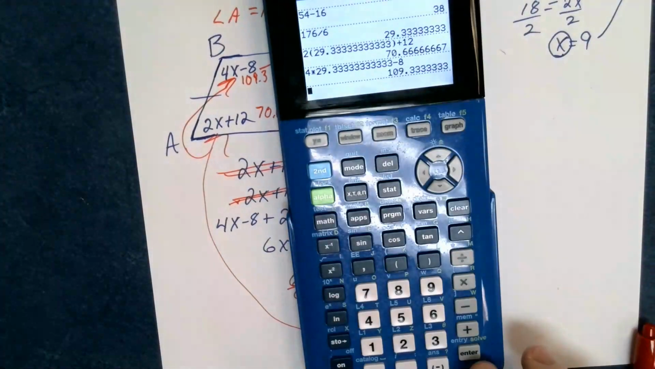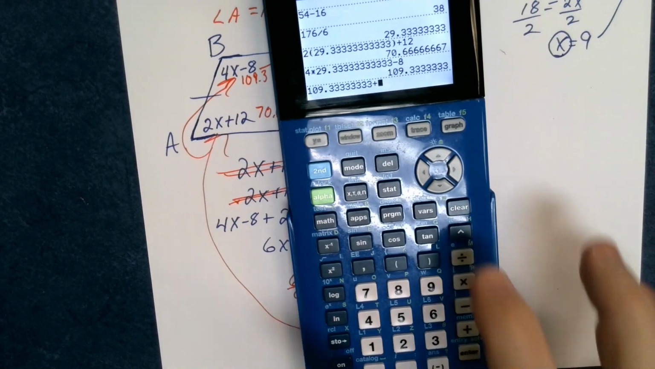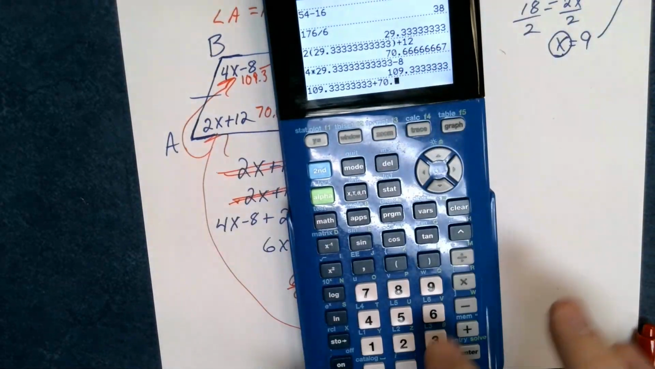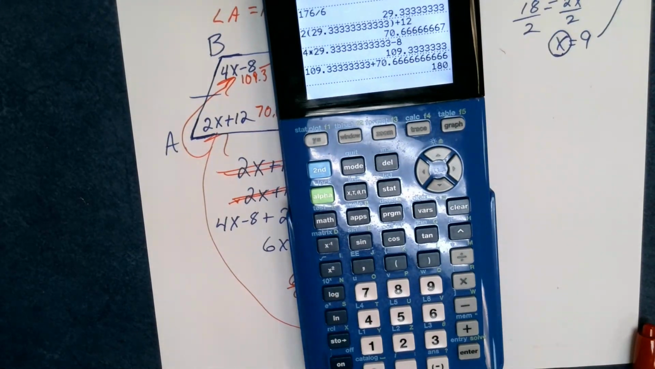Now, if I take that answer, 109.3, plus the other answer, 70.6, and hit enter, I should get 180 degrees, which is the relationship on that problem. Okay?